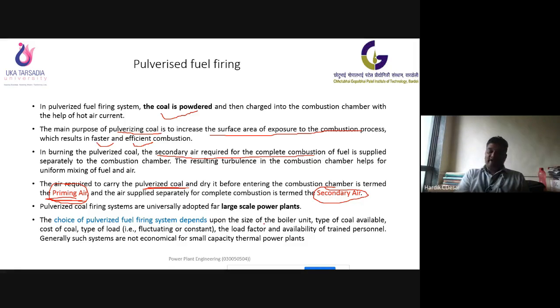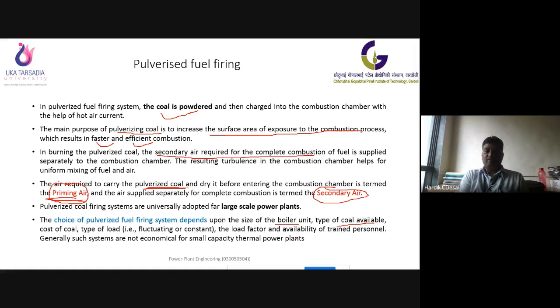These pulverized fuel firing systems, or pulverized boilers, are used for large scale power plants. The choice of pulverized fuel firing system depends upon the size of the plant and the type of coal available.